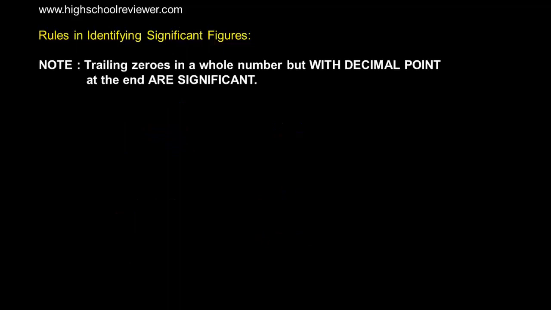But take note, trailing zeros in a whole number with a decimal point at the end are significant. Let's have here an example. 52,000. Although this is a whole number, if we put here a decimal point, the trailing zeros now are considered significant. Instead of just having 2 significant figures, we are now going to count the trailing zeros. So in this example, we have here 5 significant figures.